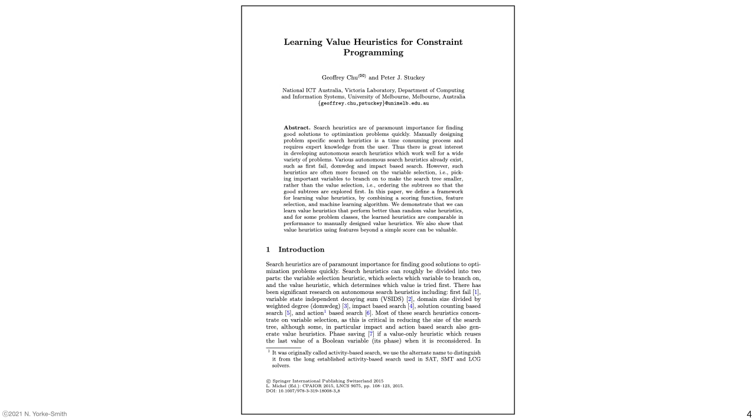The inspiration for this paper comes from an earlier work from CPAIOR 2015 by Chu and Stuckey, where they learned value ordering heuristics for constraint problems. They did value ordering heuristics. Well, we thought, why don't we do variable ordering heuristics? And there are some differences between our approaches, but this is where the inspiration comes from.